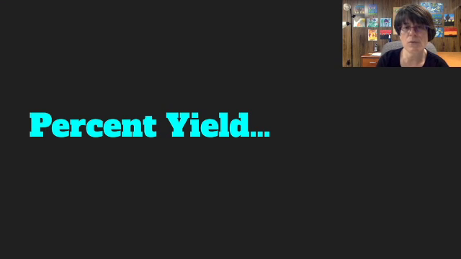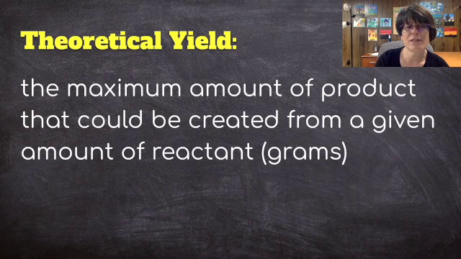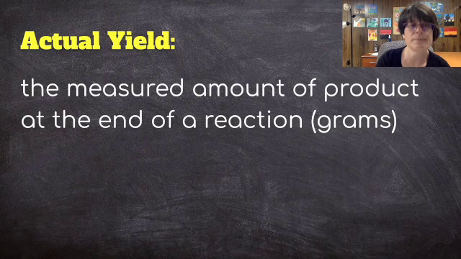So we know now how to figure out limiting reactants and excess reactants. Now let's take a look at another calculation that chemists very commonly do, and that is percent yield. Theoretical yield is the maximum amount of product that could be created from a given amount of reactant in grams. That's what we've been calculating with our stoichiometry, our theoretical yields. But as you know, we seldom get everything out. So that is the actual yield, the measured amount of product at the end of a reaction in grams.